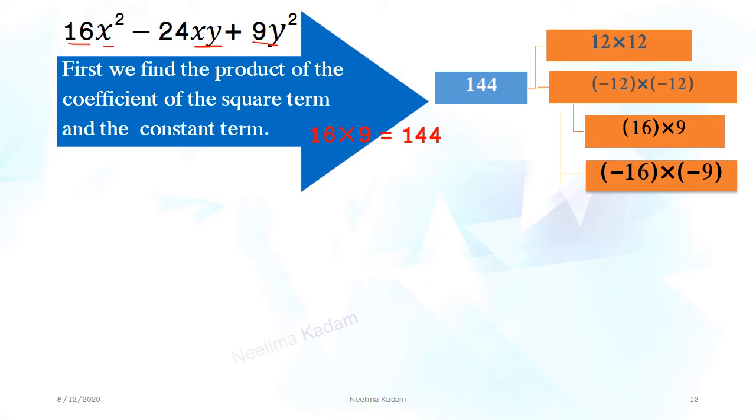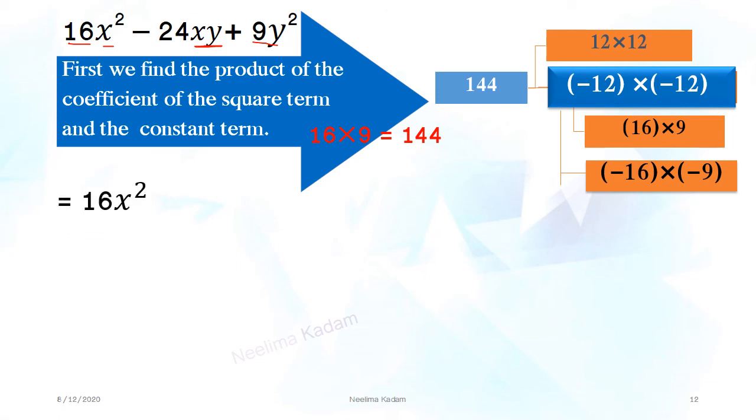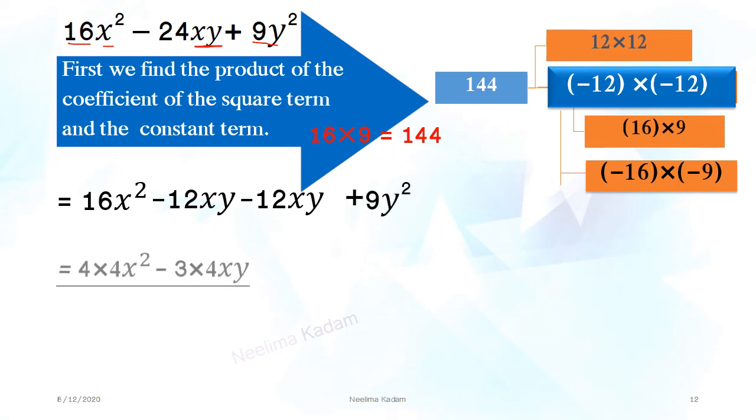Either both plus 12 or both minus. Minus minus become plus. 16 9s are both plus or both minus. So minus 12 and minus 12 we will get minus 24. Minus minus we are adding. So first term as it is, 24xy we will split like minus 12xy minus 12xy. Last term as it is.